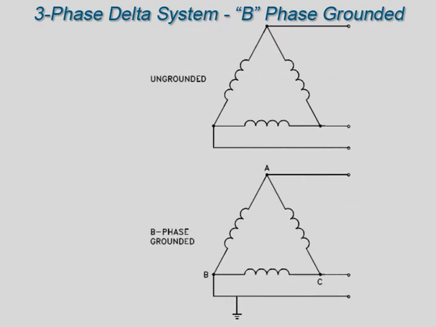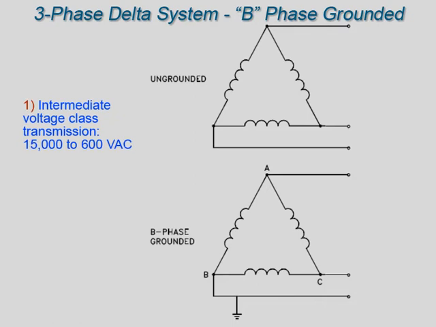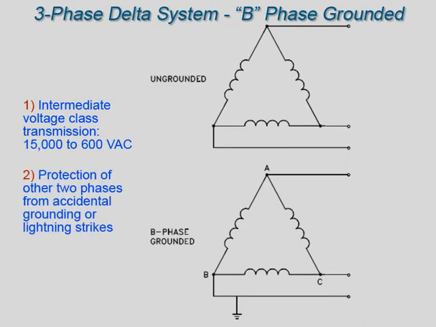So the purpose of this system is twofold. 1. Transmit power in the intermediate voltage class from 15,000 to 600 volts AC, and 2. Protect the other two phases from accidental grounding or lightning strikes in outdoor settings.